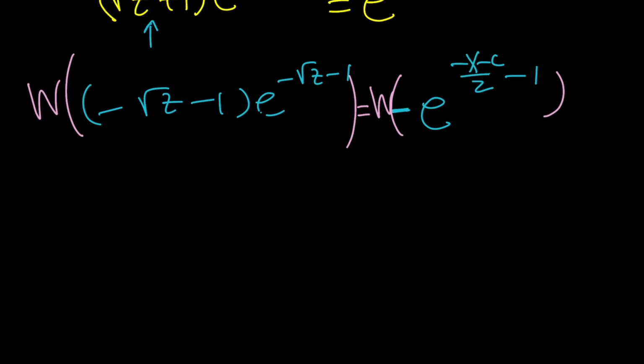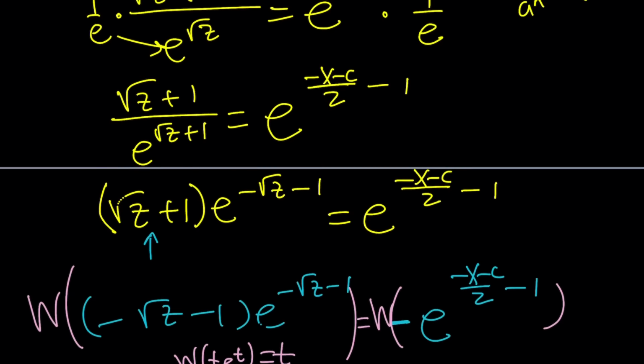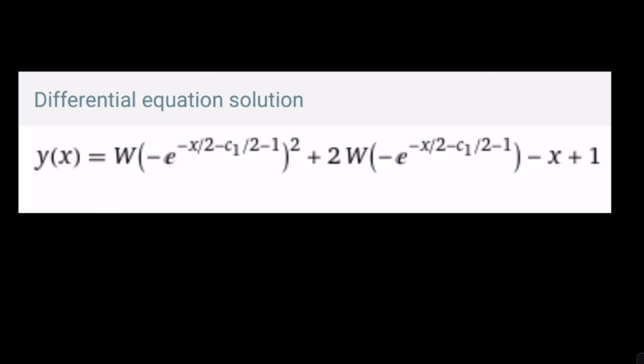Now, that should give us the negative square root of z minus 1, because if you apply Lambert's W function on t e to the t, that gives you t, remember? And this is going to be Lambert's W of negative e to the power negative x minus c over 2 minus 1. And then guess what you're going to do? You're going to add 1 to both sides and then square. Obviously, you're going to get the square of a sum, which is going to give you exactly what Wolfram Alpha shows, which was a little surprising at the very beginning, right? You probably weren't expecting something like this, but that's basically what it is if you look at it very carefully.